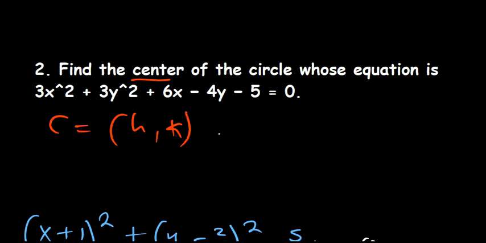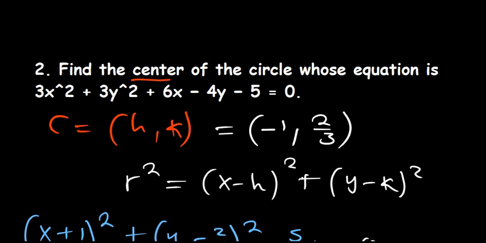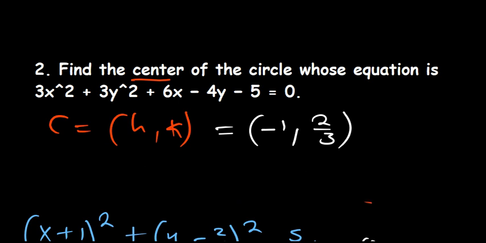So this just becomes, you have to change the signs, so that would be negative 1 comma positive 2 over 3. I've changed the signs. The reason is very simple. If you look at the equation, this is r squared is equal to x minus h, and then squared plus, and then y minus k, right? So you can actually see that whatever is in the bracket is a negative of the original, so we have to change the sign. Okay, so that's how you find the center.